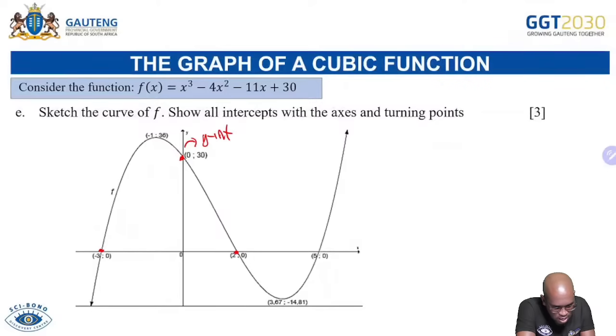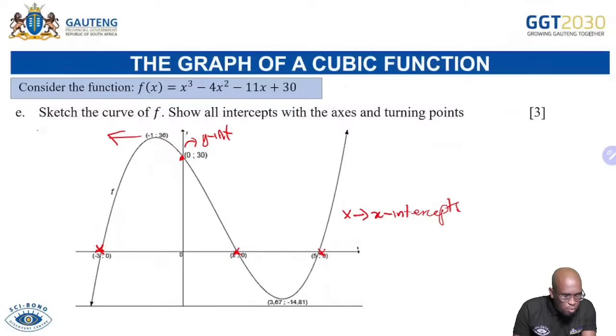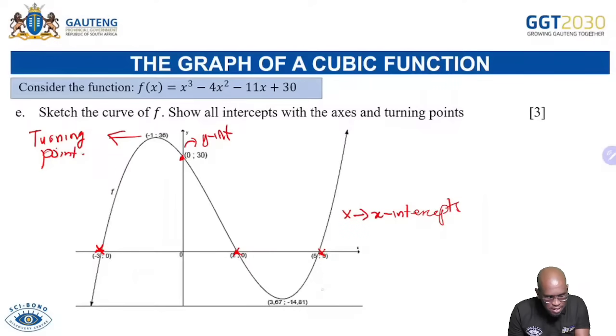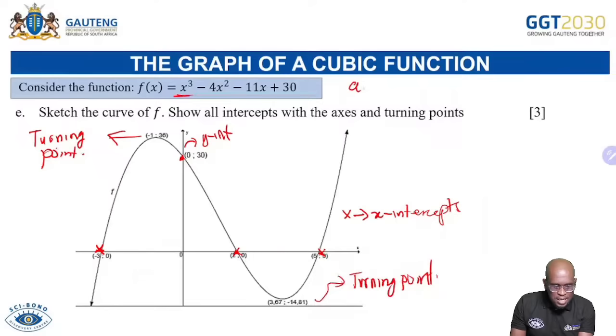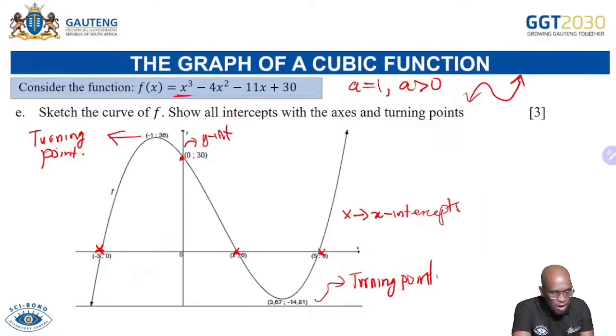And these are our x-intercepts. So the star represents our x-intercepts. All right, and then this is the turning point. We determined the coordinates in the previous slide, and this is another turning point. Remember, you have to know the shape as well. A is 1, A is greater than 0, which means that we have a shape like that. All right, so that is our function there.